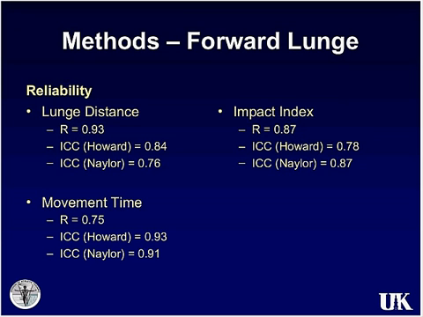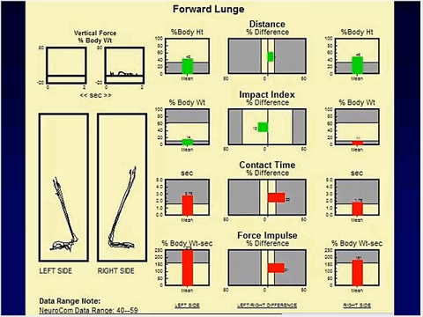The reliability or consistency for the forward lunge is actually pretty good. So for a good majority of these functional tests, if you're retesting a patient, you can be assured that the reliability is actually good, and you should see consistent scores between test cycles.